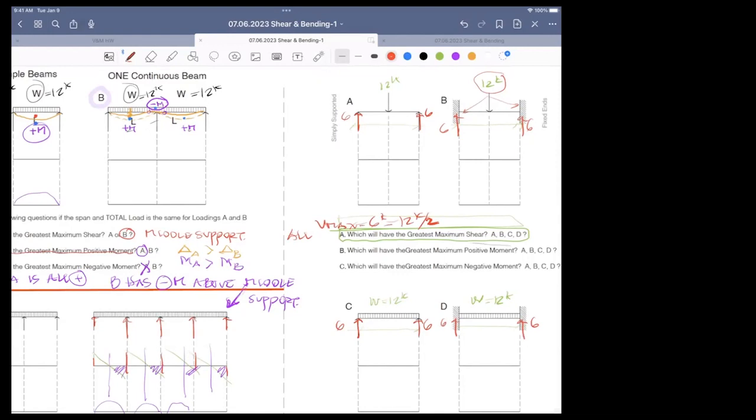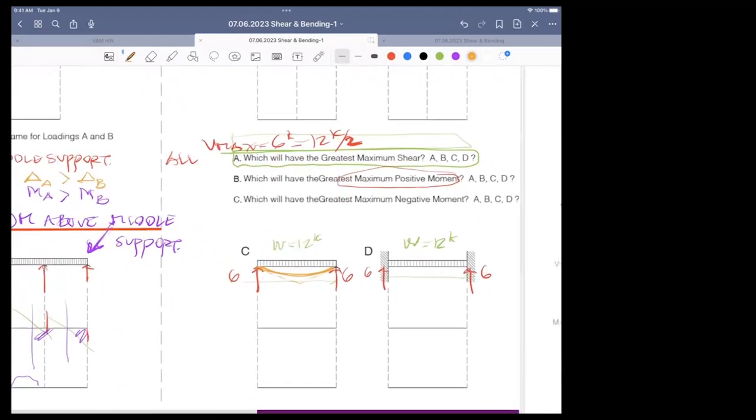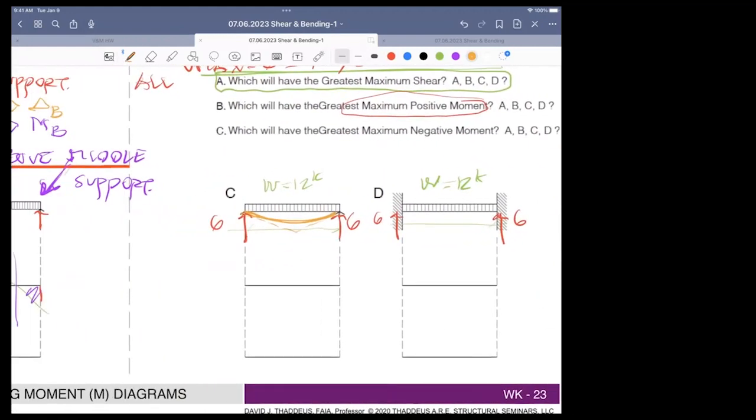Again, greatest maximum positive moment, turn it off and start thinking deflection. I think I deflect like that. That's A. I think C deflects less. Maybe that much. Who deflects more, C or D?